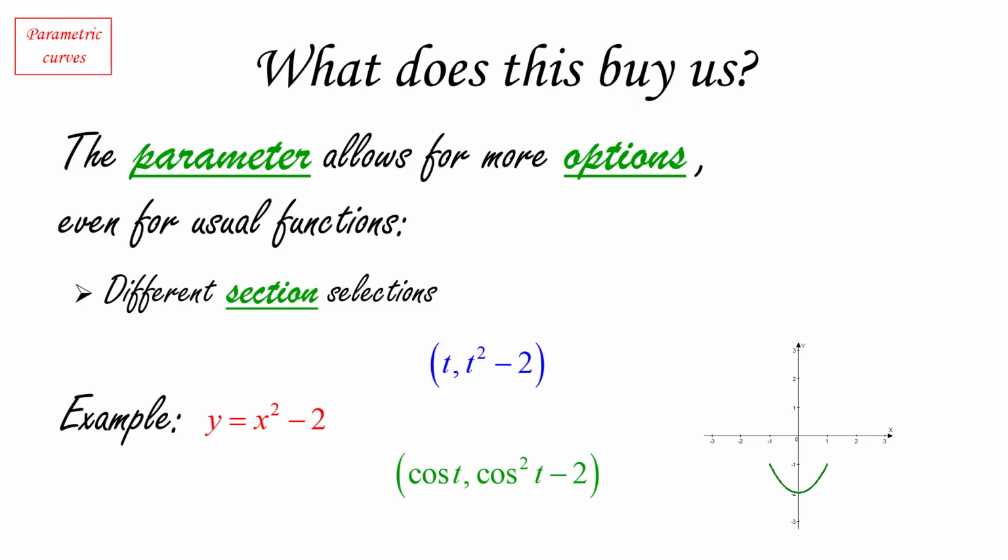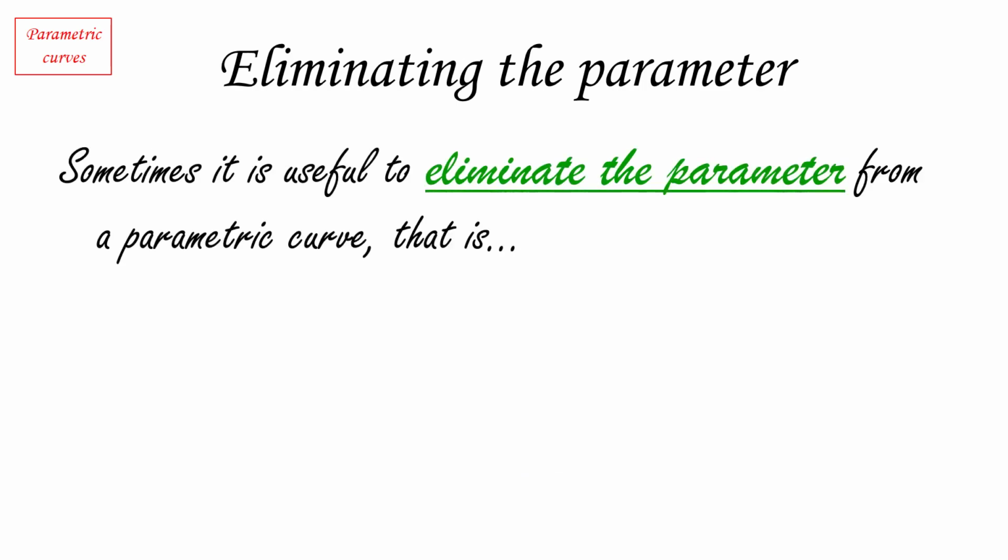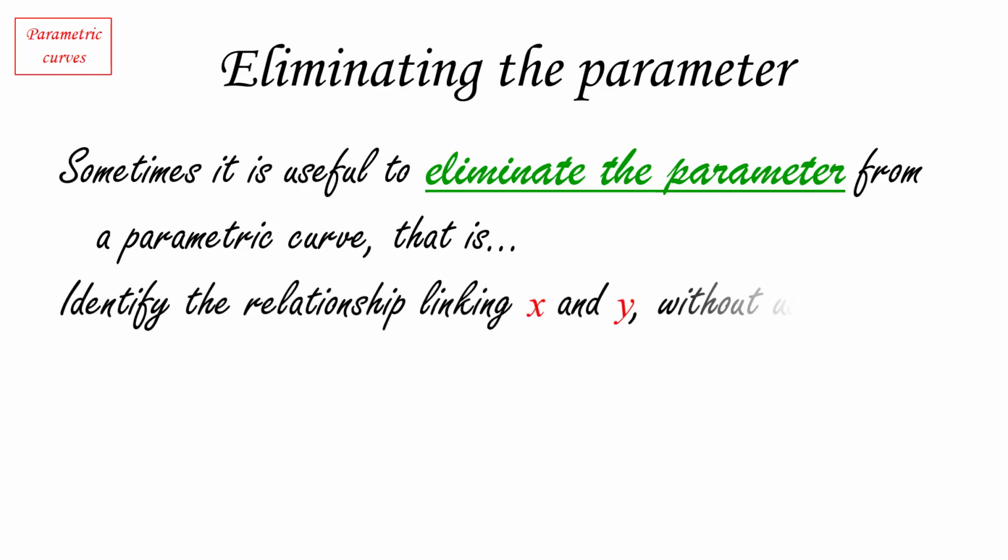However, in some situations, we may want to do the opposite thing. So in some situations, we want to eliminate the parameter. What does that mean? It means that we start from a parametric curve and we want to identify some relationship which links x and y without using t. So let's see how that can be done.